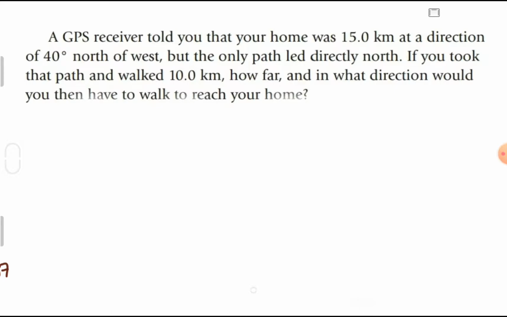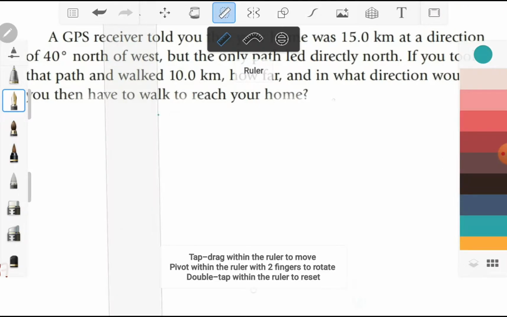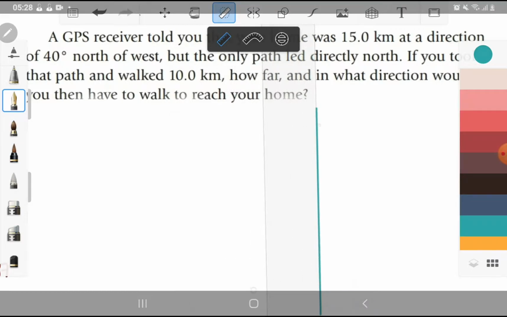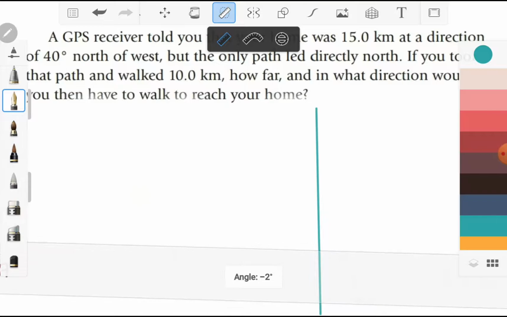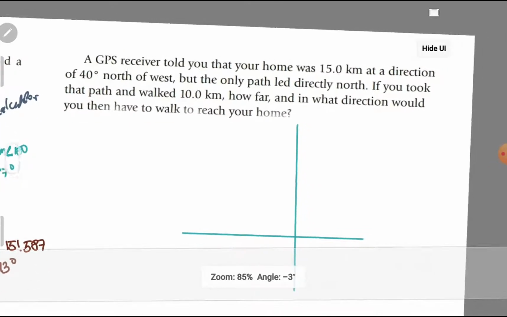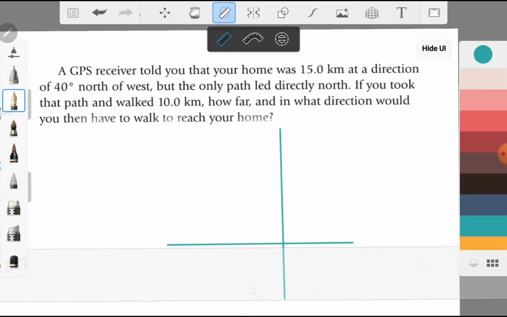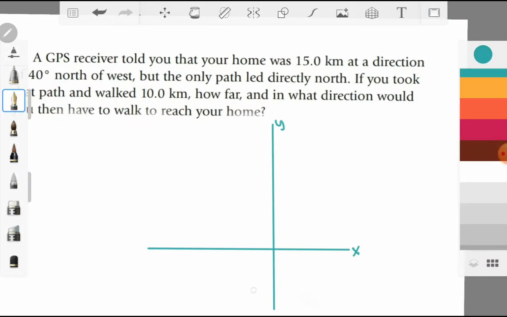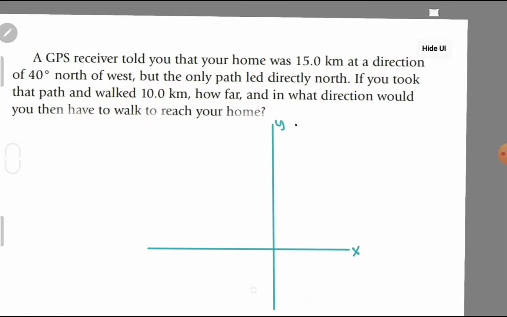So first, let us analyze the problem by drawing our Cartesian plane. So this will be my Cartesian plane. And then after drawing your Cartesian plane, let us name our y and x coordinates, which is we have our north, east, west, south.